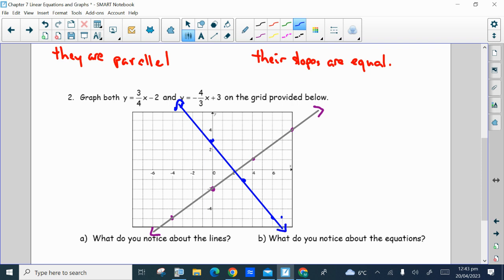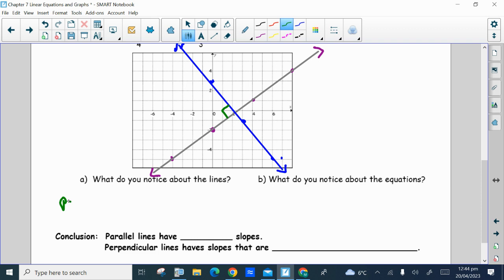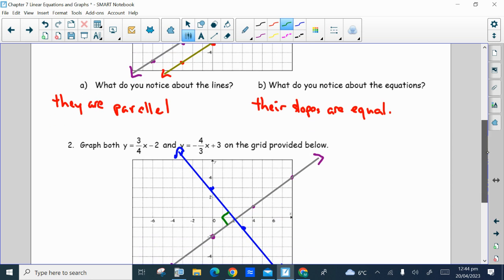And once again, these lines are not parallel, but what you should recognize is that they do intersect at 90 degrees. They are perpendicular lines. They intersect at 90 degrees. They form a right angle. So these are perpendicular lines. And if we compare their slopes, there is a connection there.